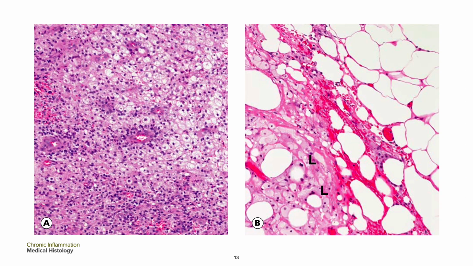This is xanthogranulomatous inflammation and lipogranuloma. In letter A, xanthogranulomatous cholecystitis in medium power. Letter B is lipogranuloma in fat necrosis in high power.